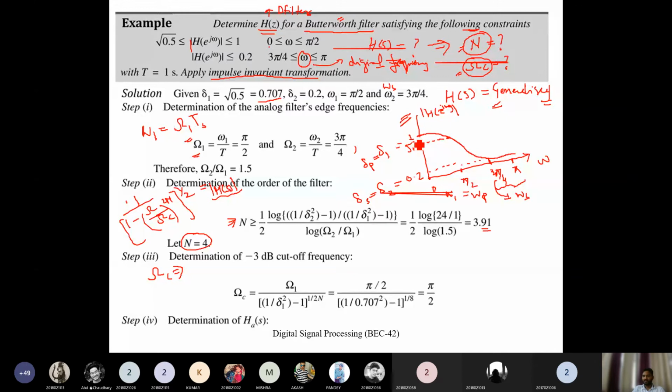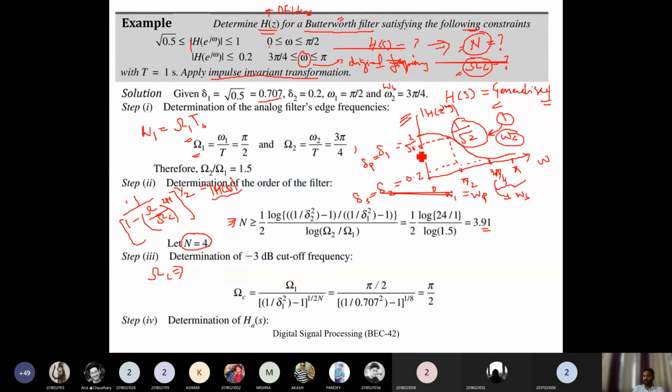In the magnitude response plot, the particular frequency at which the magnitude becomes 0.5 is considered your cutoff frequency. Half power, sorry, we call it 1 upon under root 2. Suppose 1 is the maximum magnitude, then the frequency at which the magnitude becomes 1 upon under root 2 will be considered the cutoff frequency.